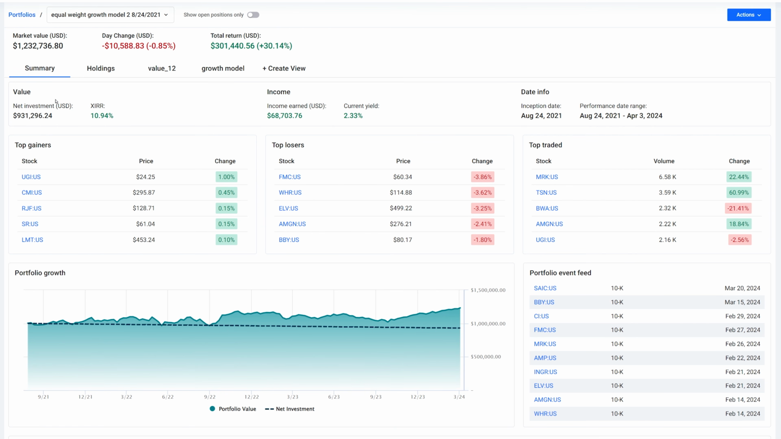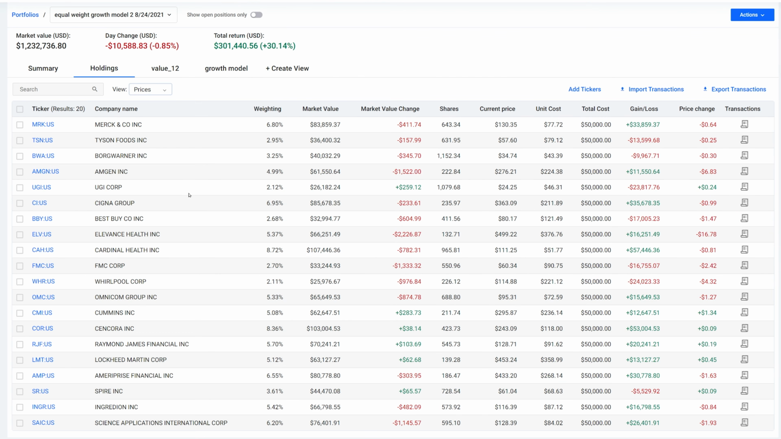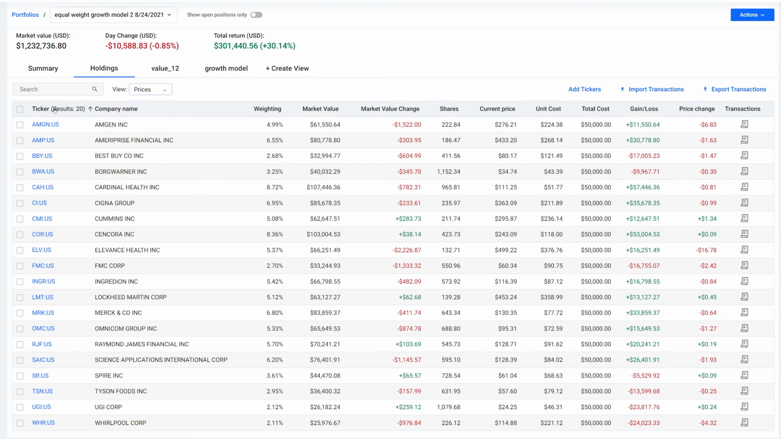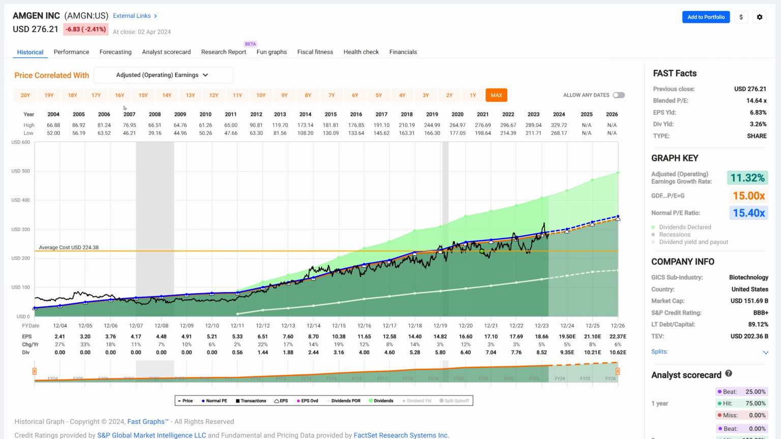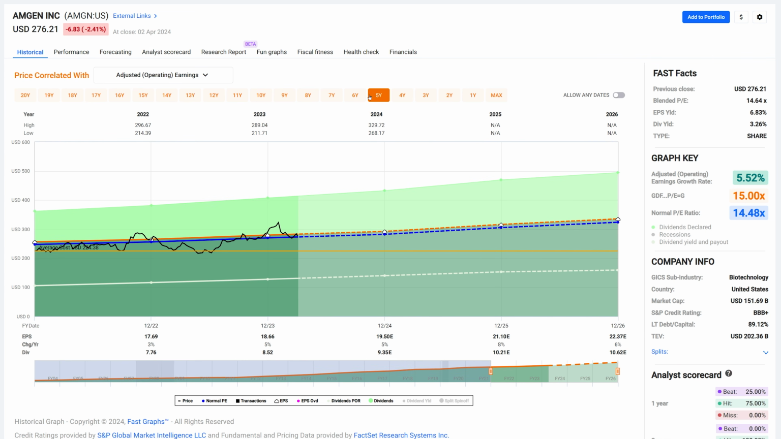Now, what we're going to do is go into the holdings page here, and look at each of these stocks individually. We're going to see how these stocks have done, based on total performance, growth alone, income produced and income growth. So what I'm going to do here is shorten the time frame, as I did in the other video.